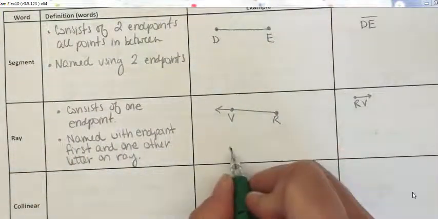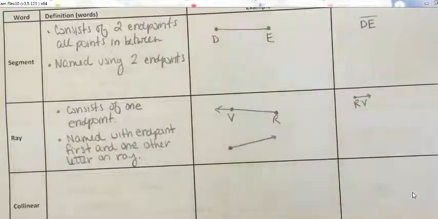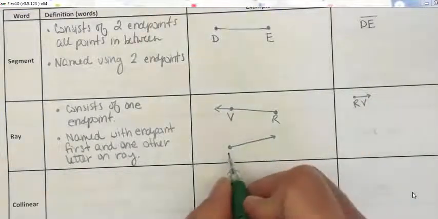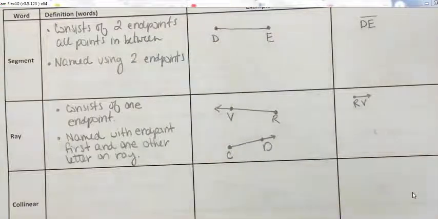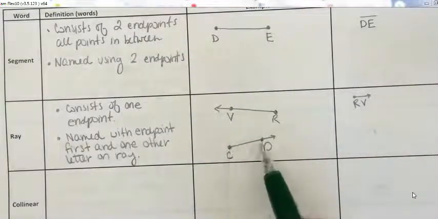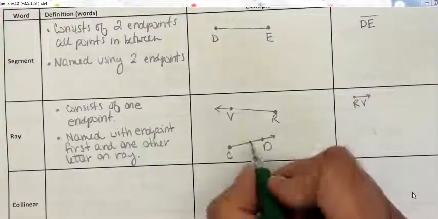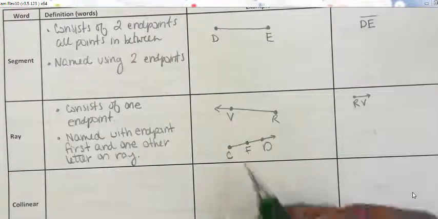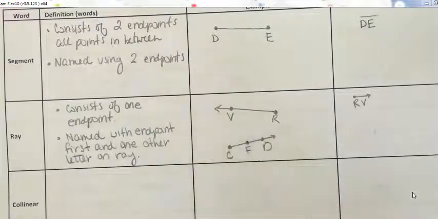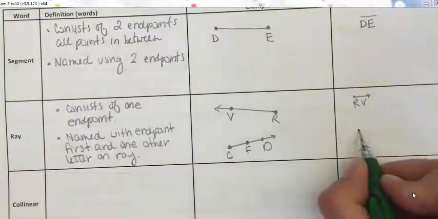I'll do one more. Let's do one going this way now. How about I'll make this a C and a D. So you always name it with the endpoint first and then some other letter. And maybe you have multiple letters on here. Here's an F. So I could name this CF, I could name this CD. Either one of those work.